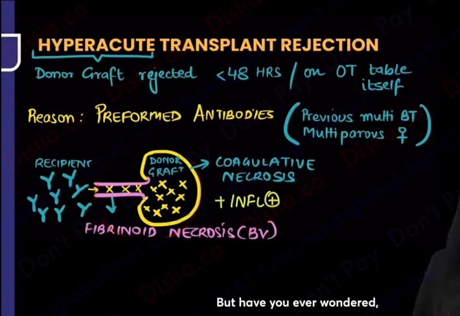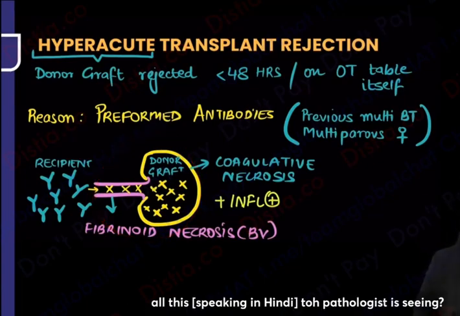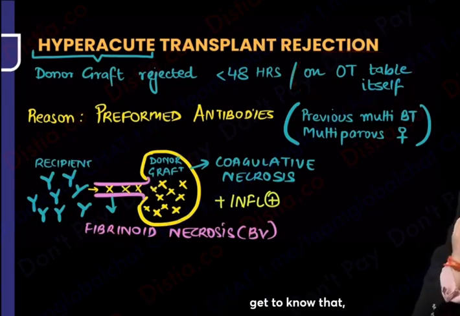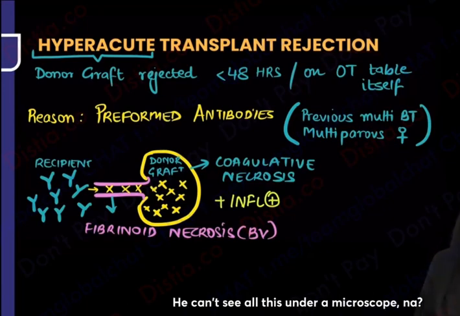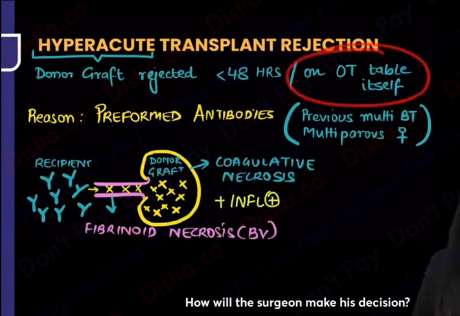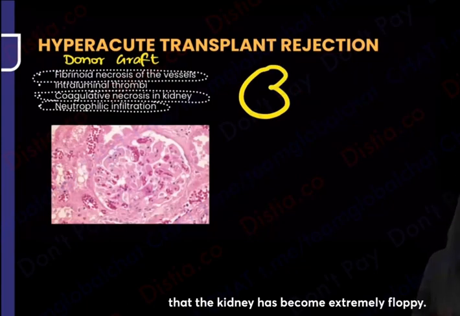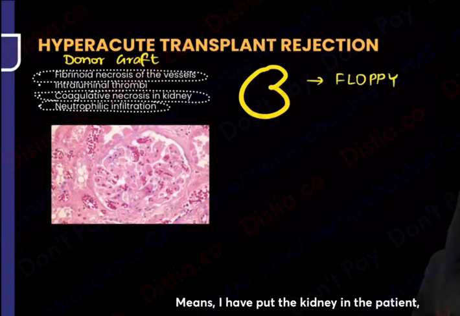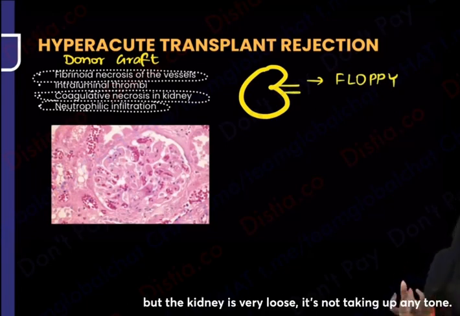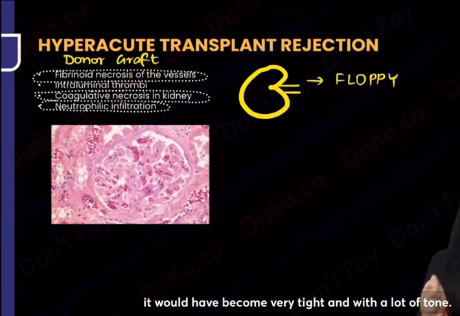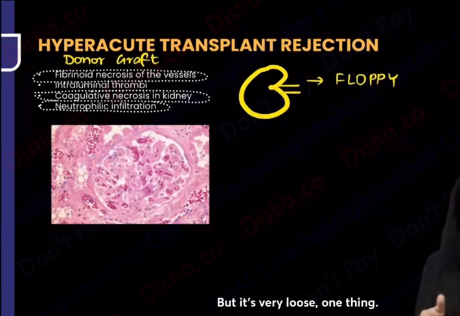But have you ever wondered, how will my surgeon get to know all this? The pathologist is seeing it. How will the surgeon who's operating on the OT table get to know that, oh my God, this kidney has been rejected? He can't see all this under a microscope, na? This is a later part that the pathologist will see. How will the surgeon make his decision? Because the surgeon will realize that the kidney has become extremely floppy. It means I have put the kidney in the patient, but the kidney is very loose. It's not taking up any tone. If it had been properly transplanted, it would have become very tight and with a lot of tone. But it's very loose, that's one thing.